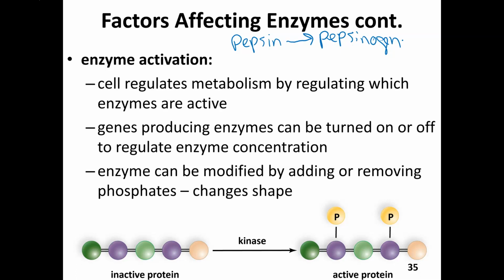So the pepsinogen then comes in contact with hydrochloric acid, HCl, which is found in our stomach acid, or in our stomach as part of the gastric juice. And the hydrochloric acid actually cleaves a portion of the pepsinogen, producing the active form, which is pepsin. Okay, so that's one example.